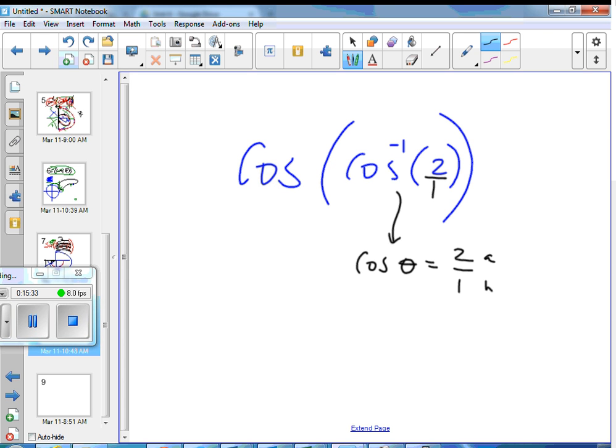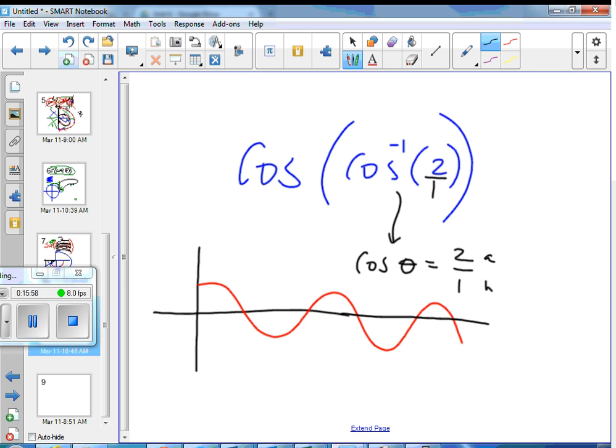Not possible. Is it even one of those quadrantals? Quadrantals are either ones or zeros, right? Or negative 1, I guess you could say. But it can't be 2. No solution. There's another reason why. Think about it. It's asking you for the angle where cosine hits 2. When does cosine hit 2? Cosine never hits 2.